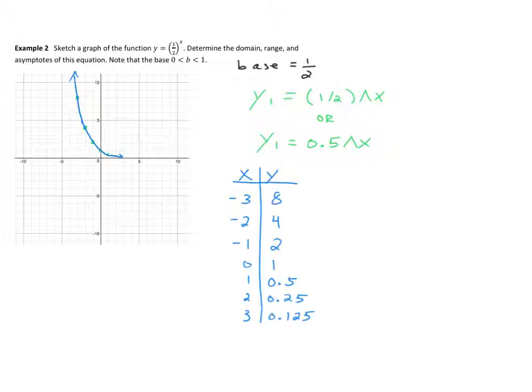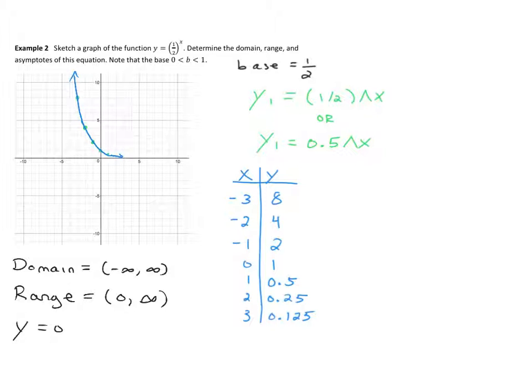So in terms of the domain and the range, the domain is still all real numbers. No issues there. You can put any number you want in place of x and get a value back. The range is the same. Still everything from 0 to positive infinity. And y equals 0 again is a horizontal asymptote.